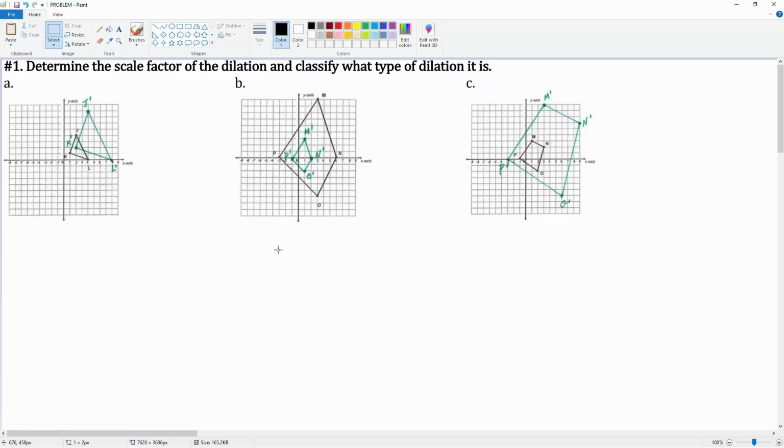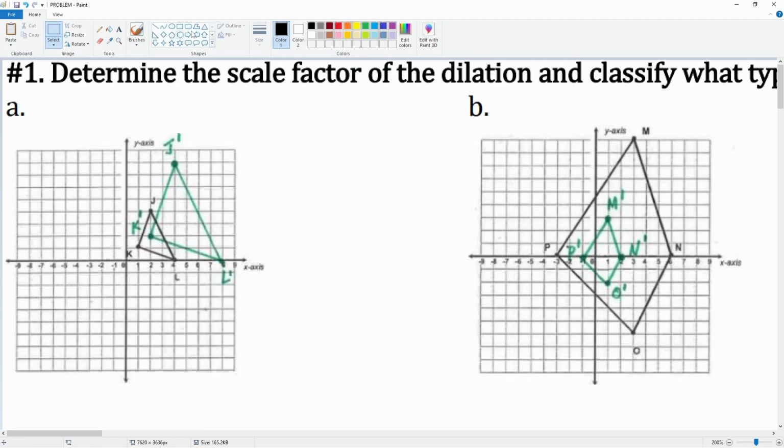Section 7, number 1, you're going to determine the scale factor of the dilation. Then you're going to classify what type of dilation it is. So from here, we are going from the new, which is in black here, which is the smaller one. So this is the old. And what is in green, do you see how it's J prime, K prime, and L prime? That is the new here.